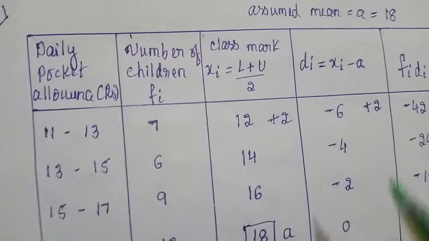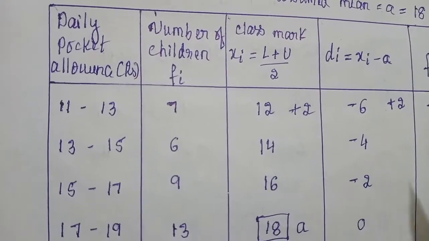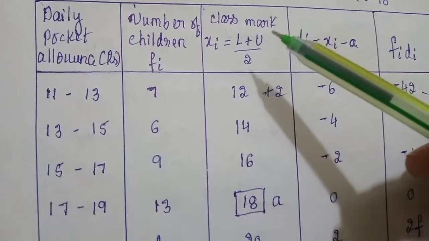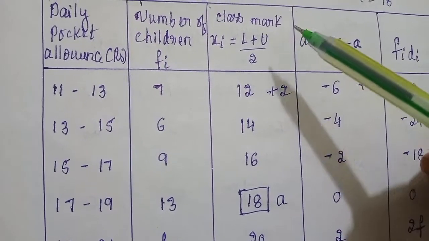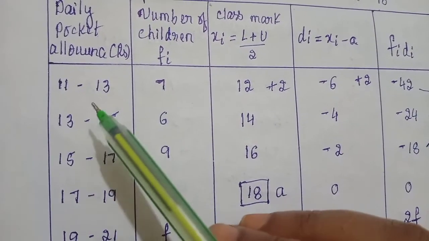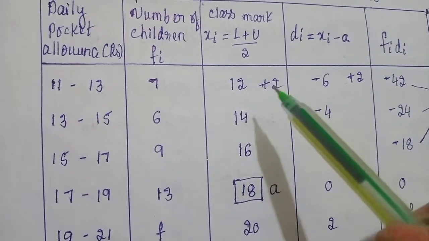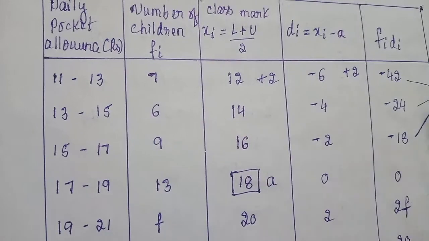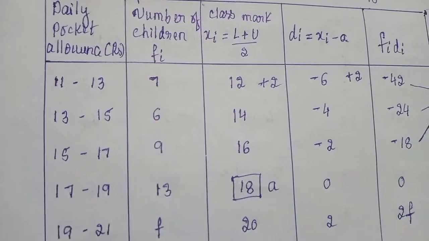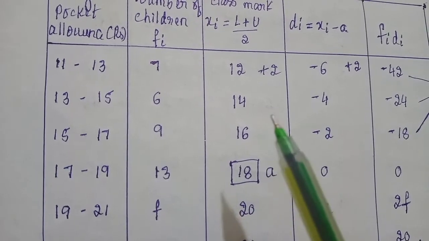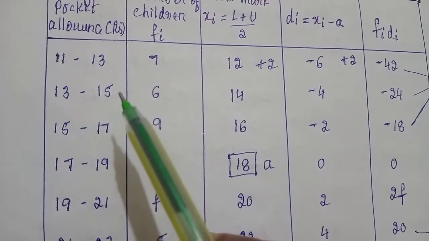Now as you know, for the direct method and assumed mean method, the next immediate column is the class mark, that is lower limit plus upper limit divided by 2. So that is 11 plus 13, that is 24, divided by 2 is 12. As I said in the previous video, to get the remaining class marks, instead of applying the formula again and again, you can add the class size.